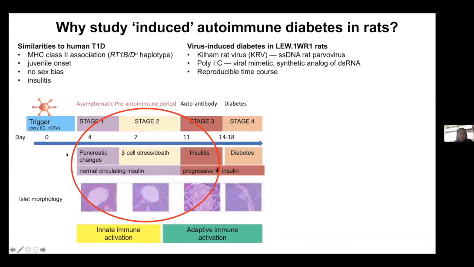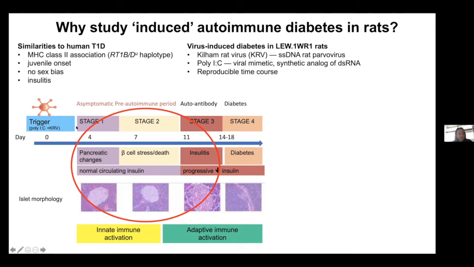So there's a model which has been highly used at my institution, the LEW.1WR1 rat, as well as the BBDR rat. They're very similar in their findings. They are both associated with MHC class II, and these are inbred rats. There is a juvenile onset, which parallels somewhat with human type 1 diabetes. There is no sex bias, with no preference for males or females, unlike other models, such as in the mouse. And the insulitis that's seen on pathology is similar to that in human pathology. So these are all advantages.